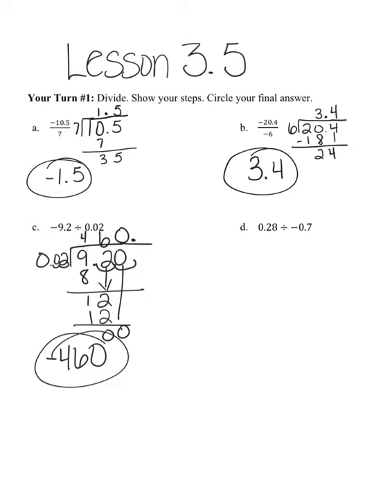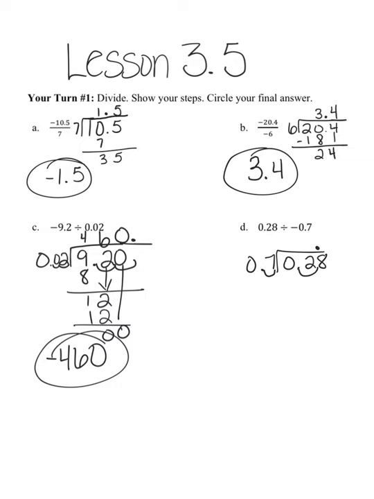And lastly, part D, we've got 0.28 divided by negative 0.7. So setting up my long division, I have a decimal in my divisor, so I'm going to have to move the decimal point in my dividend 1 place, and I can move it straight up, and now I'm ready to divide.